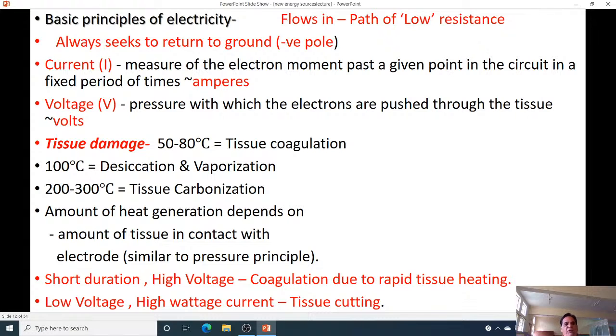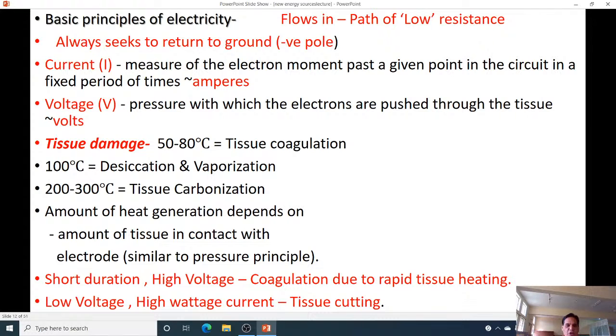The basic rule of electricity is applied here also. What does the rule say? Electrical current flows into the path of low or least resistance, and electricity always seeks to return to ground. That means from a positive to a negative pole. This is the basic of electricity. Current means amperes, voltage means volts.